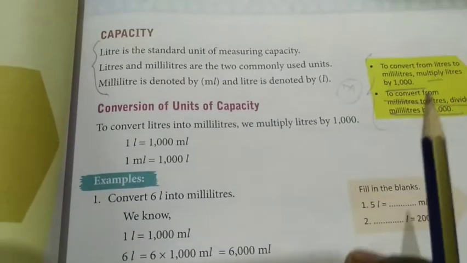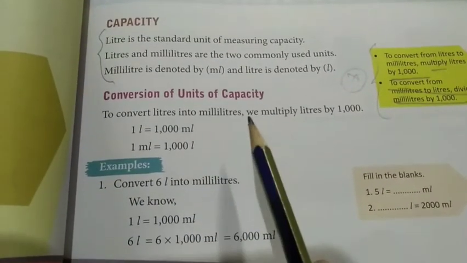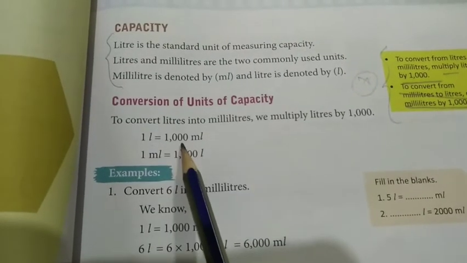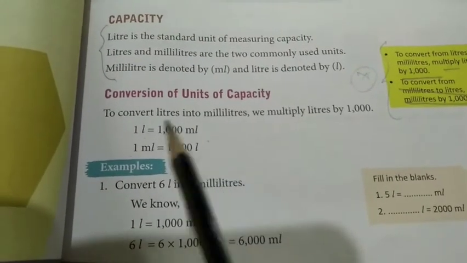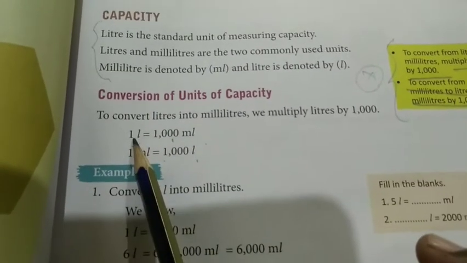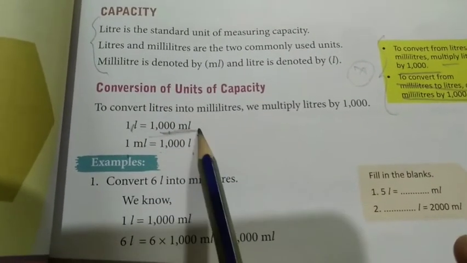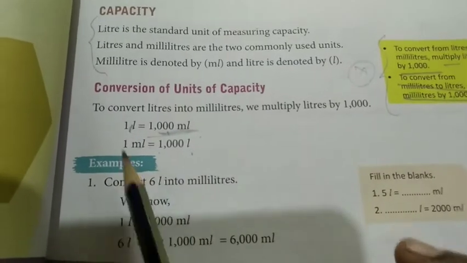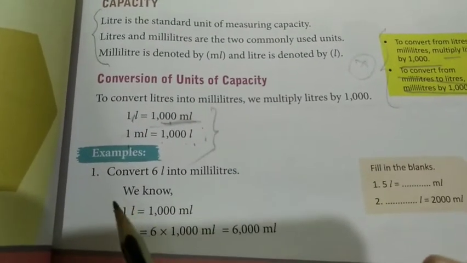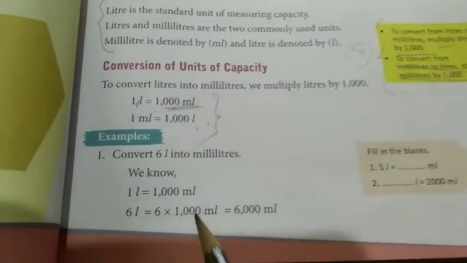Now come to this question, conversion of units of capacity. So 1 liter is equal to 1000 milliliter. 1 milliliter is equal to 1/1000 liter. Okay, just reverse. Please learn these 2 things by heart. So let's see the very first example.